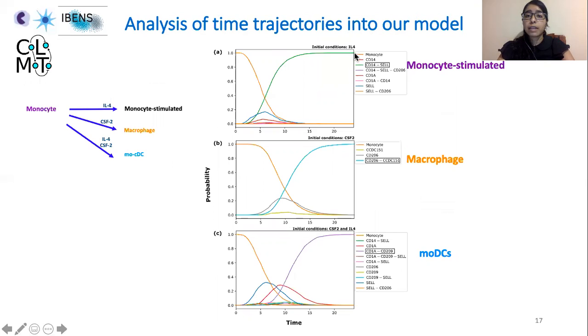In panel A, I show you that with the initial condition of interleukin-4, almost 100% of the population exhibits the specific markers for stimulated monocyte. With the initial condition of CSF2, almost 100% of the population exhibits the specific markers for macrophage differentiation. And when we have the combination of CSF2 and interleukin-4, we see that almost 100% of the population exhibits the specific markers for dendritic cell differentiation. With this, we can recapitulate that our model can correctly identify the final cell fates according to each initial condition.